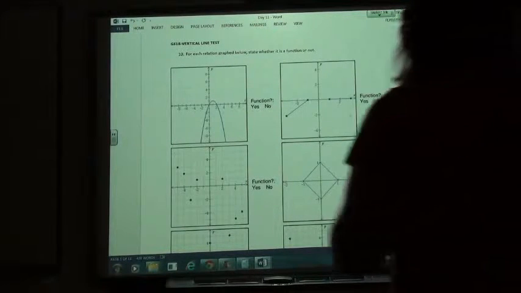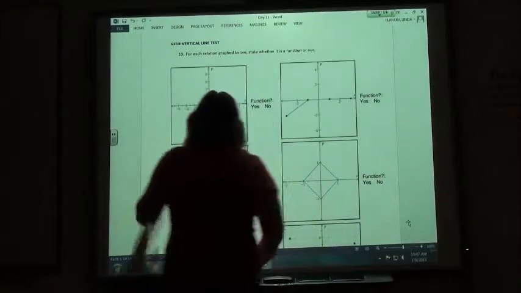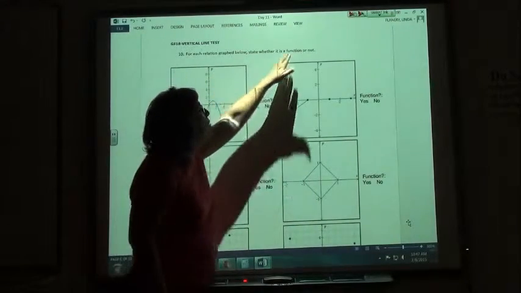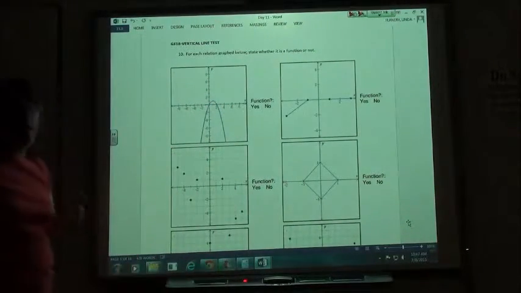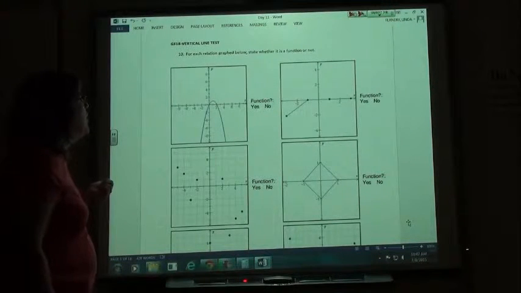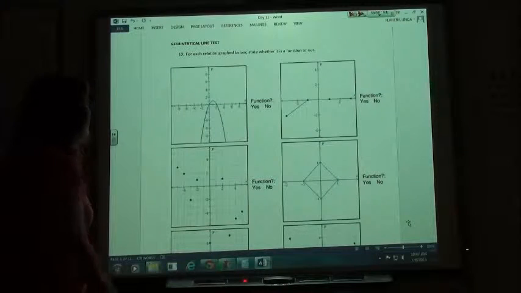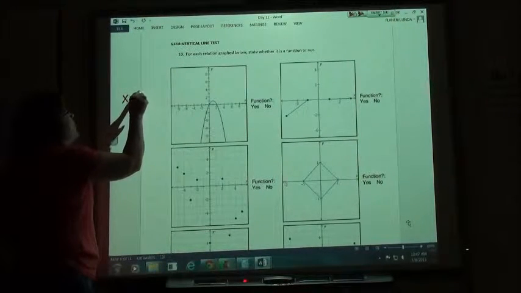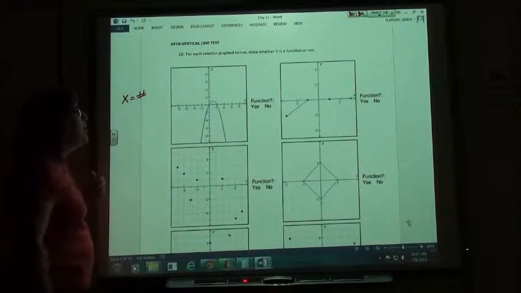Numbers 10, 11, and 12 are talking about the vertical line test. This time they're giving us a graph and asking if it is a function. Well, since each value in the domain, the x values, can only have one corresponding value in the range, if I would draw the line x equals something, that's going to be a vertical line.